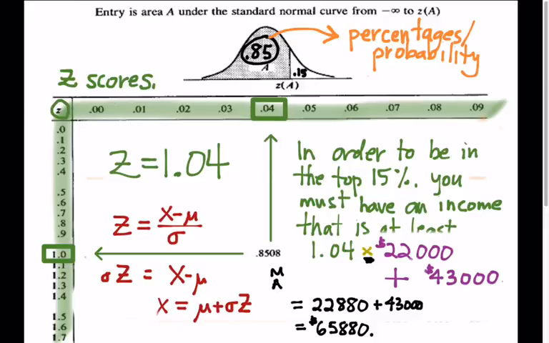So we found out that if the mean personal income is $43,000 and the standard deviation of that personal income is $22,000, then in order to be in the top 15%, we need to be making at least $65,880 per year.